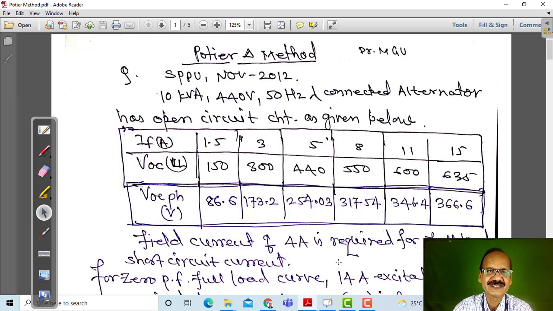In a previous video lecture, we have learned the Potier method of finding the voltage regulation of alternator. The Potier method is based on separation of voltage drop due to the leakage reactance and voltage drop due to the armature reaction. It has also been studied that the voltage regulation obtained by the Potier method is superior, or more accurate, as compared to the voltage regulation obtained by the EMF method and the MMF method.